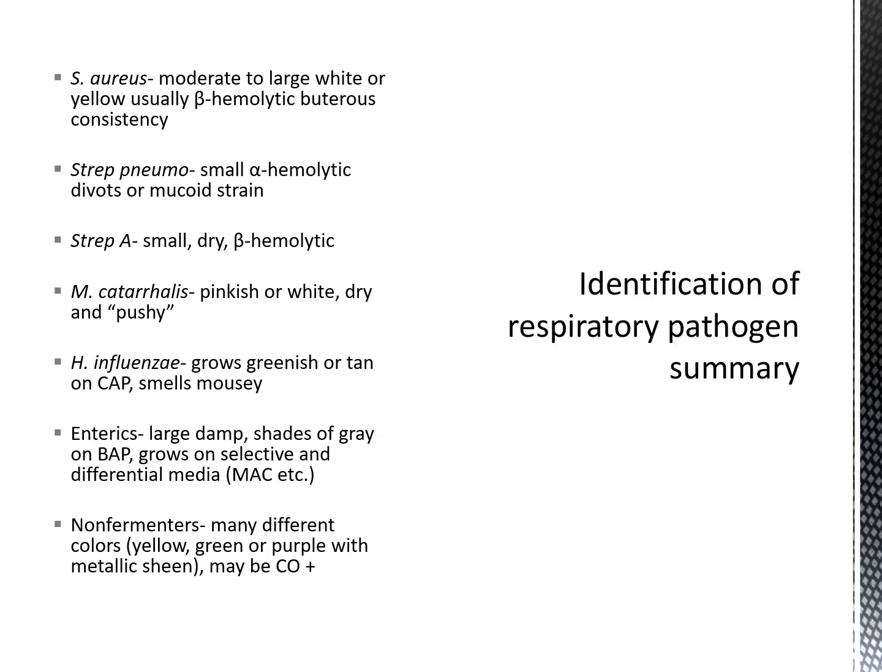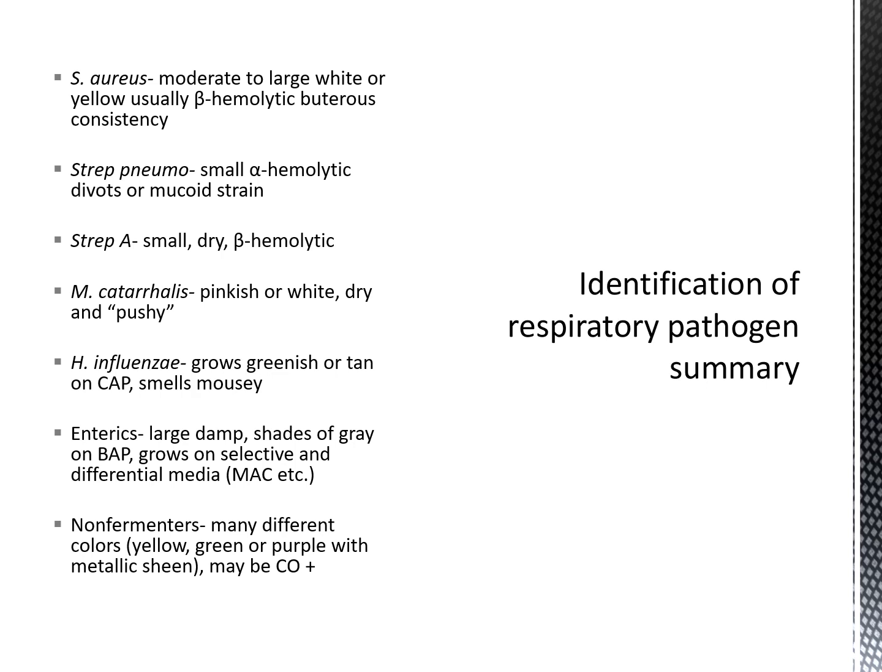So here's kind of a nice list of the common pathogens and how to identify them. So Staphylococcus aureus, if you recall from Micro 1, is a moderate to large white or yellow beta hemolytic buttery colony. Sometimes they can be gamma hemolytic as well. We obviously identify Staphylococcus aureus by catalase and coag.